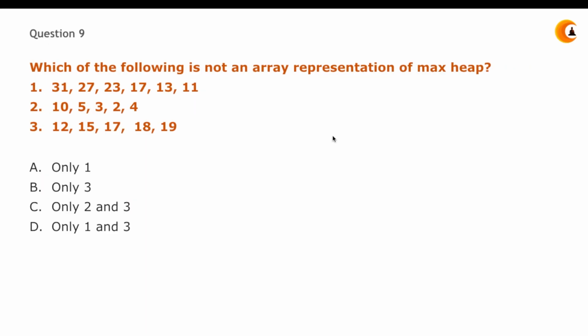Moving ahead to question number 9. Read the question very carefully. This is just the opposite. It is max heap. I give you 30 seconds. Find out the proper answer.